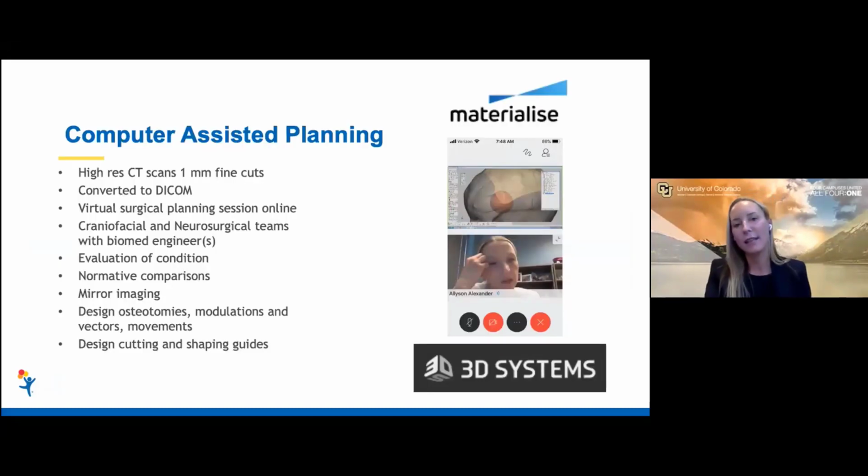Most of our CAP in the craniofacial world is done through virtual surgical planning. This is Dr. Alexander, one of my neurosurgeons, a screenshot of her and I on a call. We get a high resolution CT scan and convert it to DICOM. Come online, you can do this on your phone. Computers are better, so you can see a little better. There's an engineer, and we can either use normative comparisons, mirror imaging of the patient, or our own imagination, basically. And you can design the bony cuts, how you want to modulate it, the vectors of distraction, and the type of movements that you want to undertake with the skull and the facial bones. And then you can design cutting and shaping guides, which they'll 3D print and send to you in a sterile fashion.